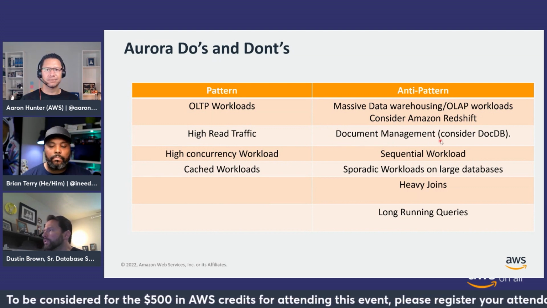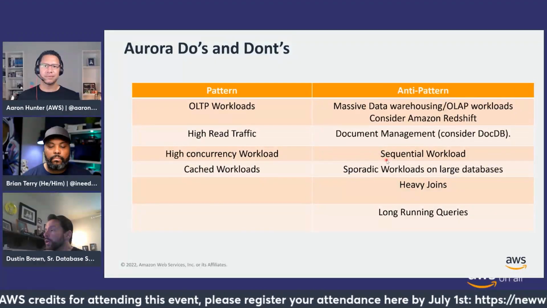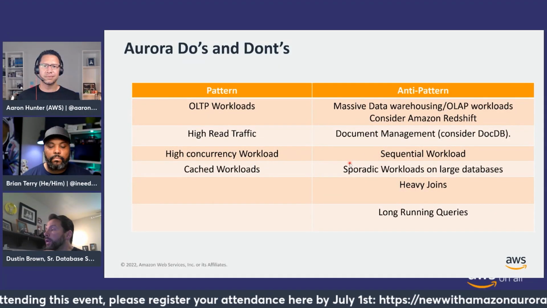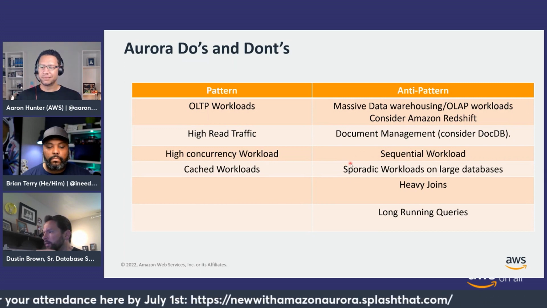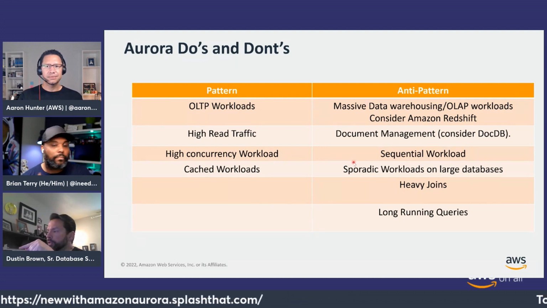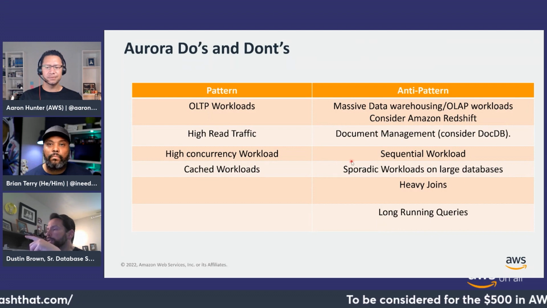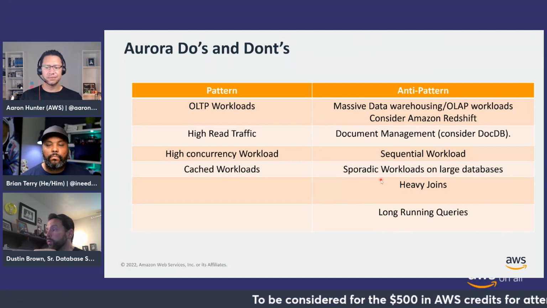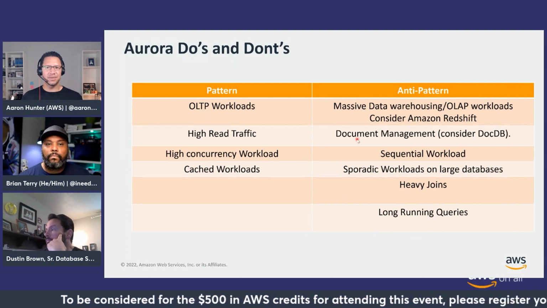Document management is not a good pattern for Aurora. Using sequential workloads is not a good pattern for Aurora. Sporadic workloads on large databases are not typically a good pattern. This is because you want to be going less to the storage subsystem, and if you don't have the query in cache, then you're probably going to be paying more for that query. Heavy joins. For document management, consider using DocumentDB.